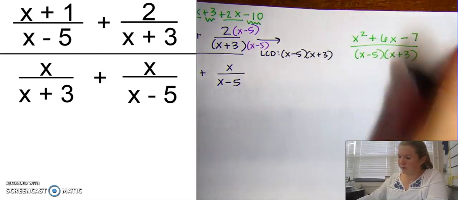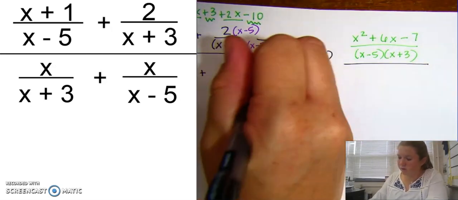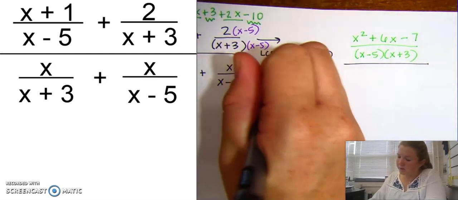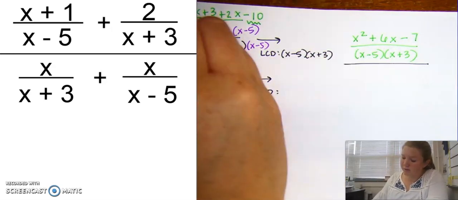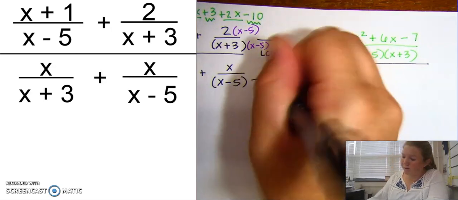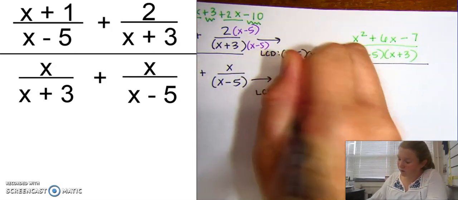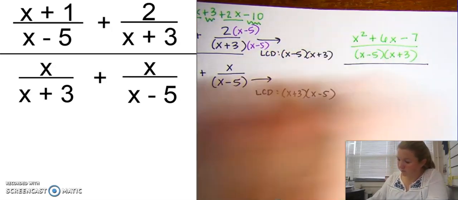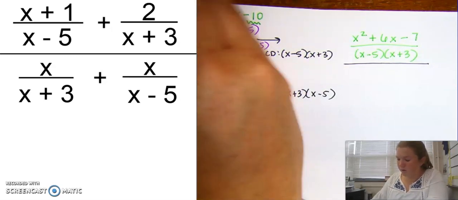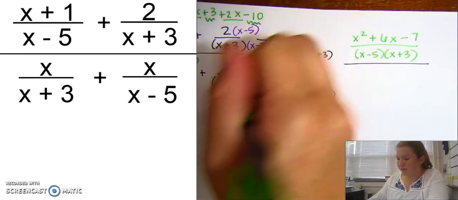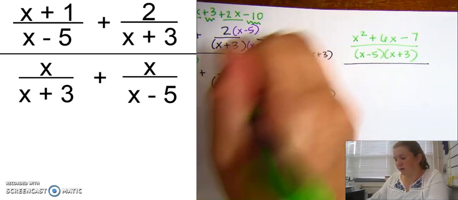Now let's forget about the top for a second. Let's go take care of the bottom, the same idea. If you notice, the LCD is going to be the same because we have the same two binomials showing up here. But the first fraction is going to need x minus 5 this time, top and bottom. The second fraction needs x plus 3, top and bottom.